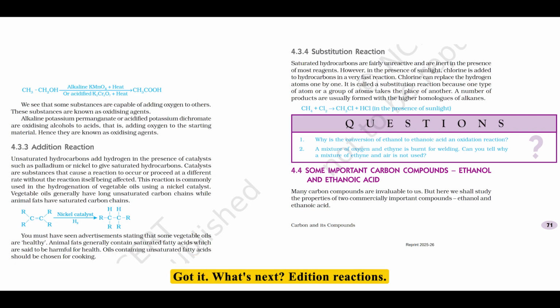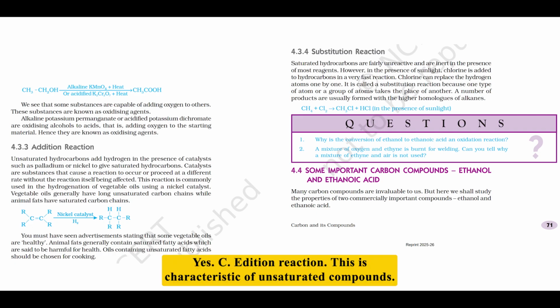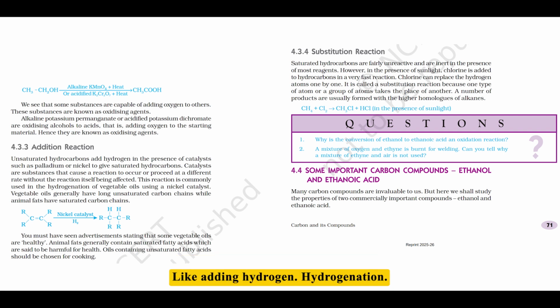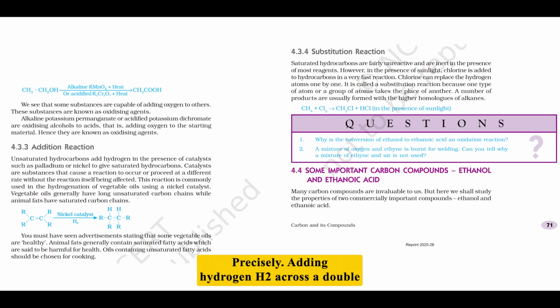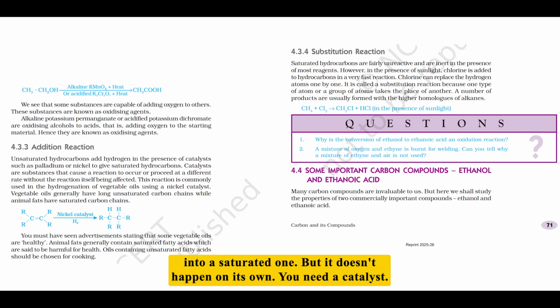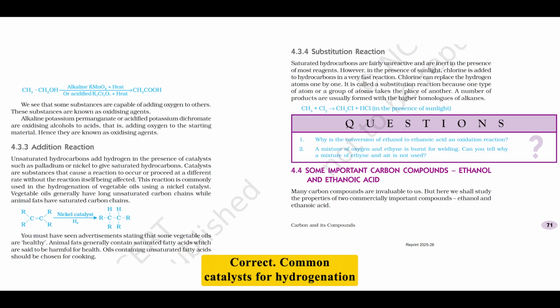Got it. What's next? Addition reactions. Yes, addition reaction. This is characteristic of unsaturated compounds. Those double and triple bonds can open up and add atoms across them. Like adding hydrogen, hydrogenation. Precisely. Adding hydrogen, H2, across a double or triple bond turns an unsaturated compound into a saturated one. But it doesn't happen on its own. You need a catalyst. A catalyst speeds up the reaction but isn't used up. Correct. Common catalysts for hydrogenation are metals like palladium, Pd, or nickel, Ni.